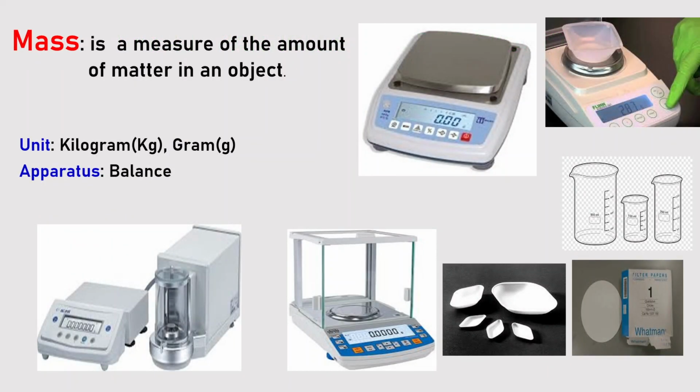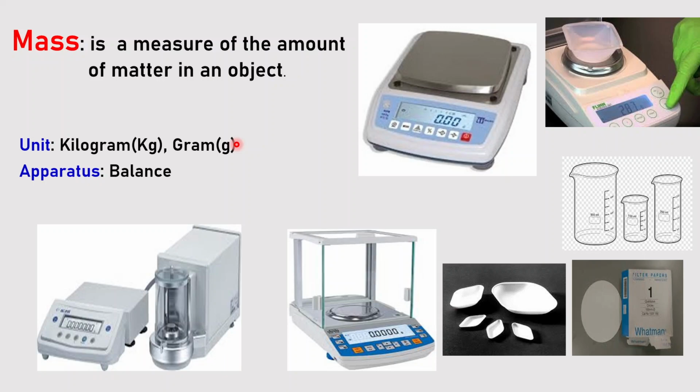In chemistry, we often take accurate measurements of mass, time and temperature. Mass is a measure of the amount of matter in an object. The standard unit for mass is the kilogram, abbreviated kg. Chemists, however, often find it more convenient to work in grams. That abbreviation is g. Many types of balances are used for weighing purposes.